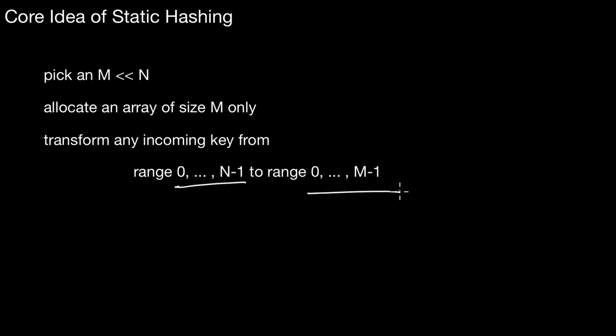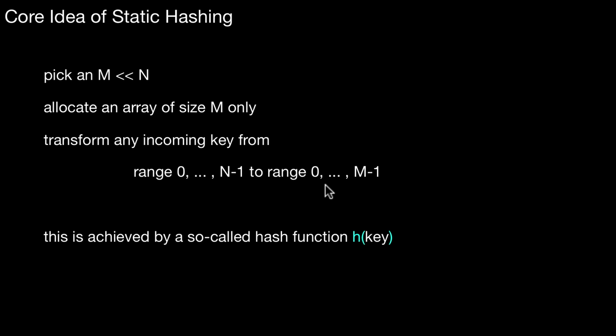Basically, whenever a key comes in, whenever from the outside we talk about a specific key in this range, we have to translate it to that range. That is what hashing is about. So how do we translate that? This is achieved by the so-called hash function h, which takes a key and returns a hash. Here we can discuss whether the hash that's being returned is already reduced to that range.